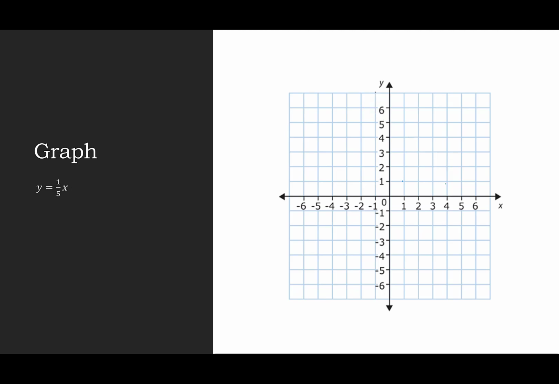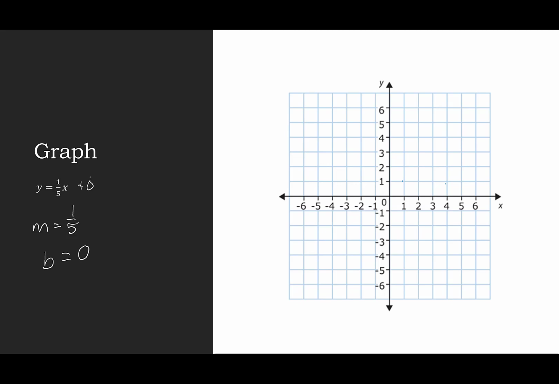Let's try that again. This time I have y equals 1/5 of x. You can see the slope. It's the coefficient of the x, so I have 1/5. But notice there's no b term. You don't have a number after the 1/5 of x. What does that mean? It means that's a 0. I could put a +0 there, and I have the same equation.